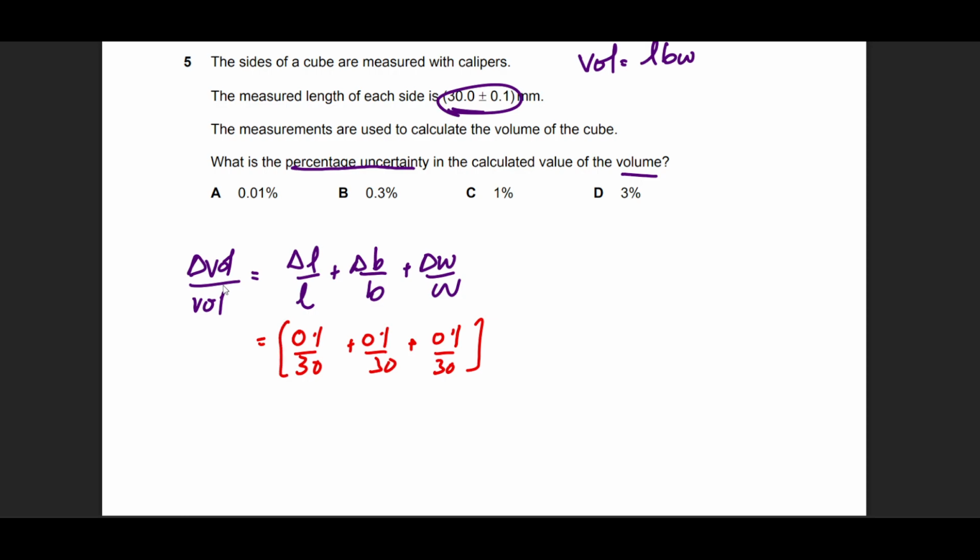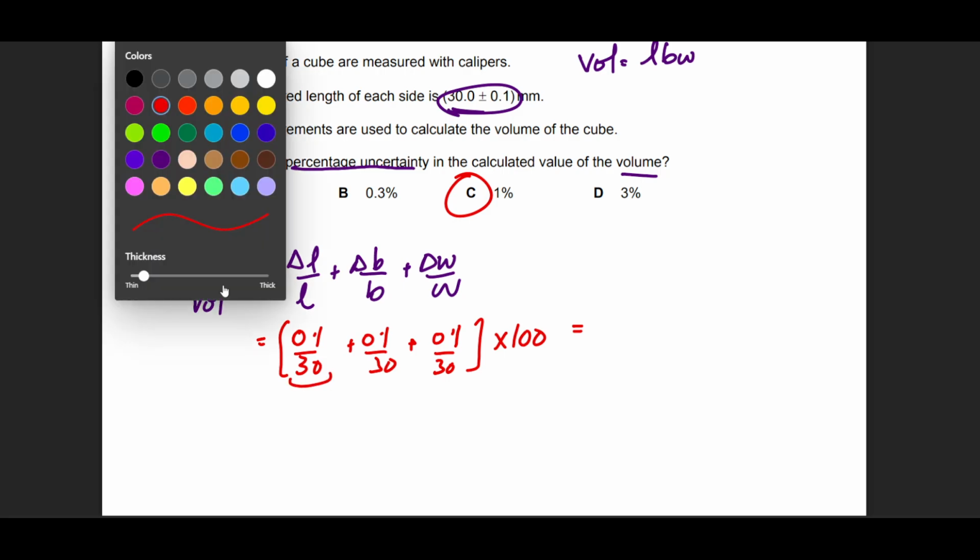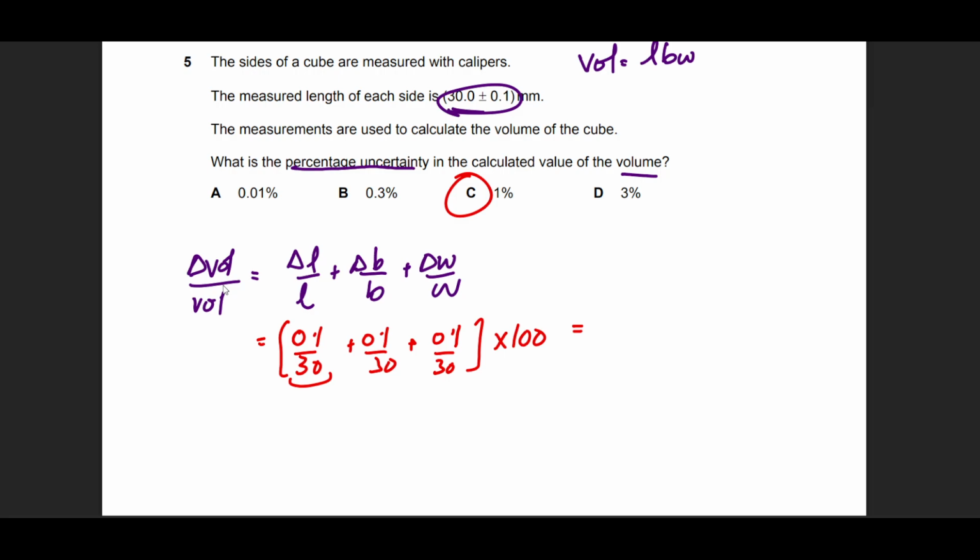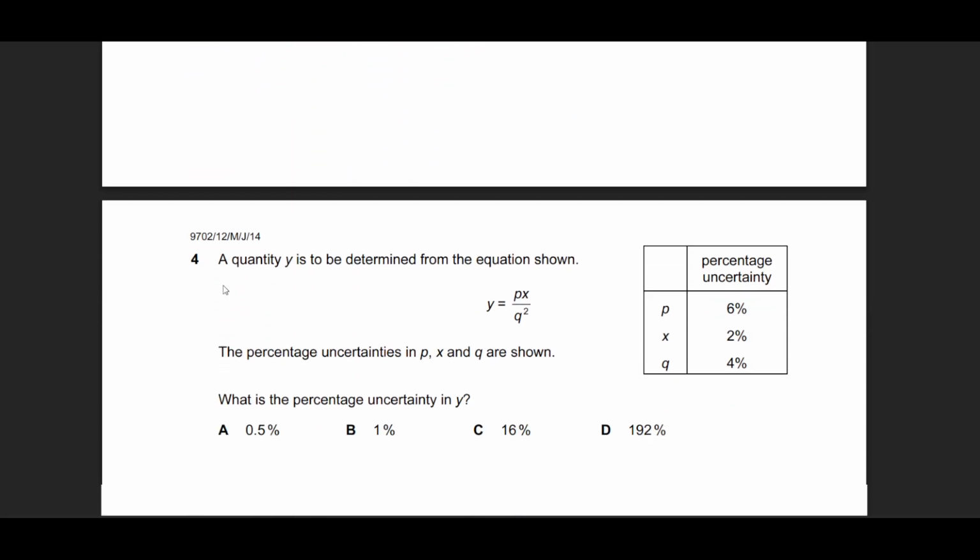Since we are required to find the percentage uncertainty, I'm going to multiply this error function by 100. And when you do that, you're going to find your answer as 1%, or 0.9999% if you calculate them manually first and then later multiply by 100. So this is the percentage for this question.